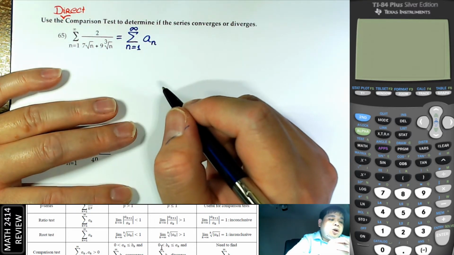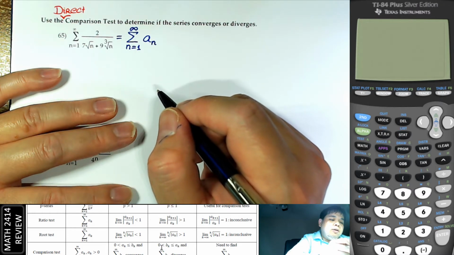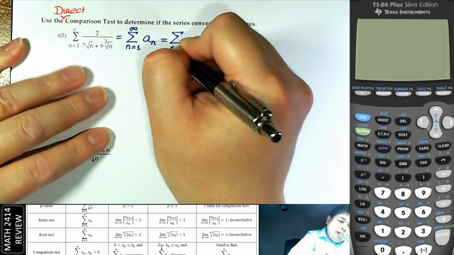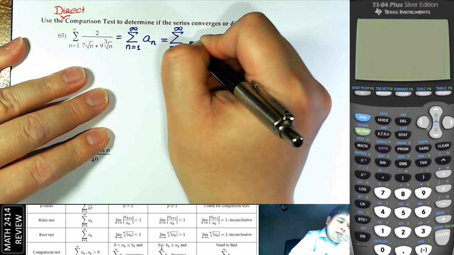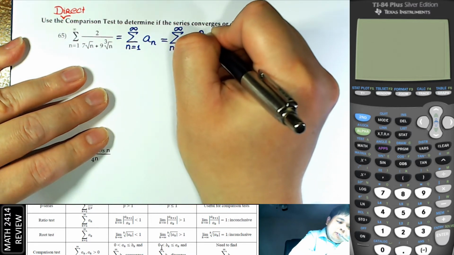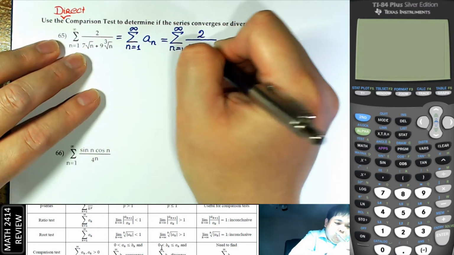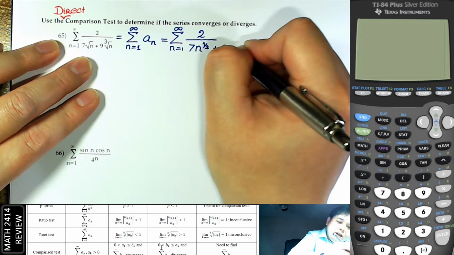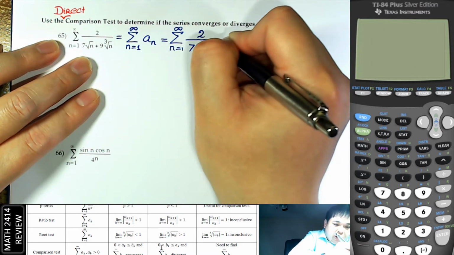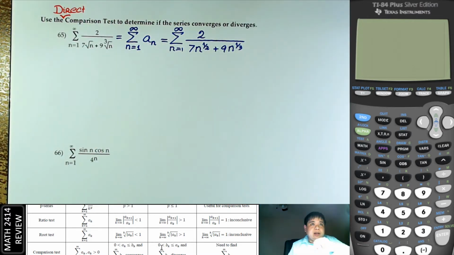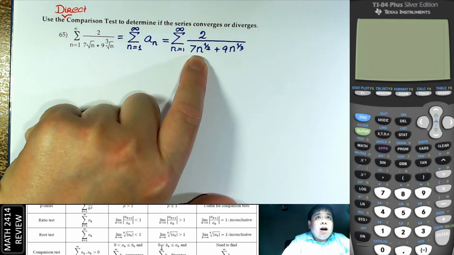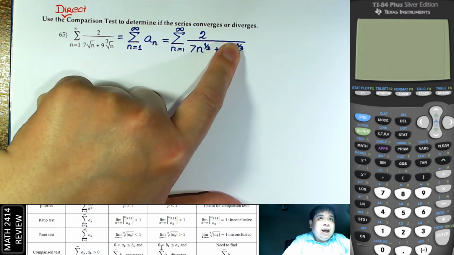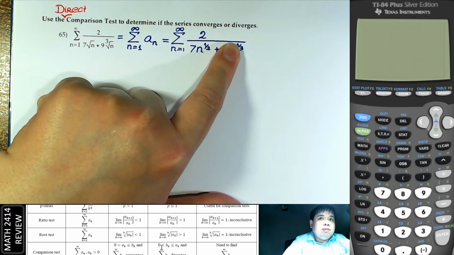So now what do we compare to? Actually, let's just rewrite this using the power. Seven times n to the 1/2 plus 9 times n to the 1/3. Right. So the reason we write the power like that is that n to the 1/2 has a higher power than that. So if we compare to anything, it's going to compare to n to the 1/2.